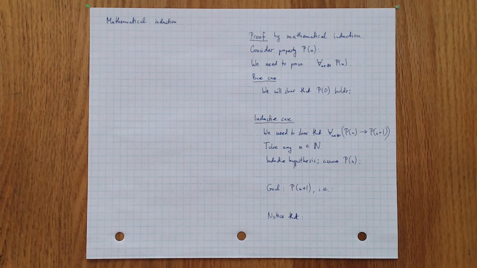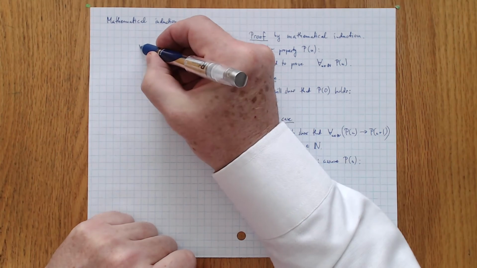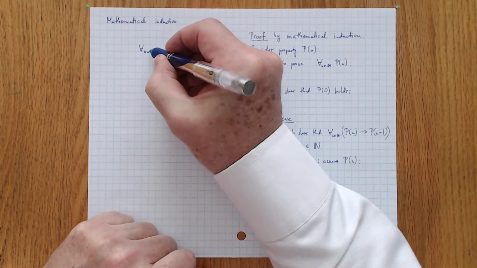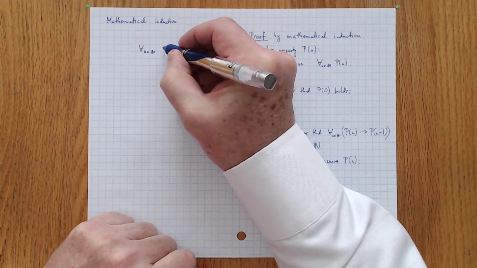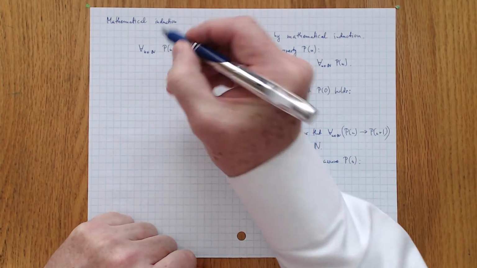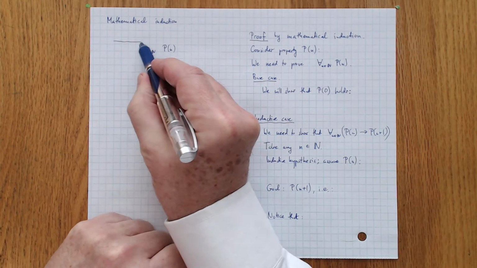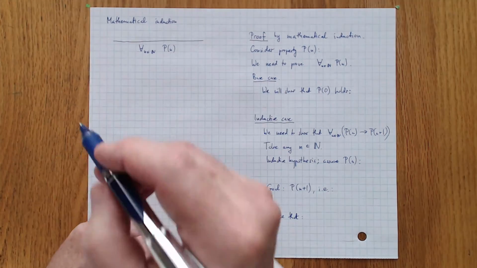Mathematical induction, an overview. This material is given in an appendix. Mathematical induction is a method of proving that every natural number has a certain property p. So we want to show that for every n in natural numbers, p of n holds. We'll be able to conclude this given two things.